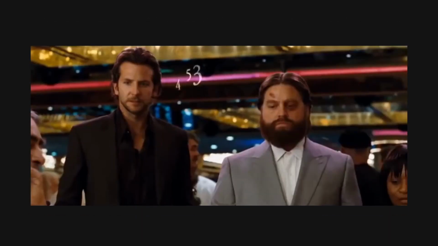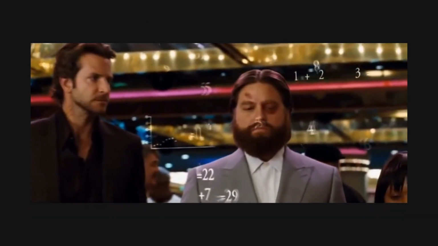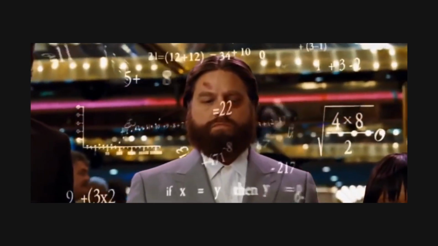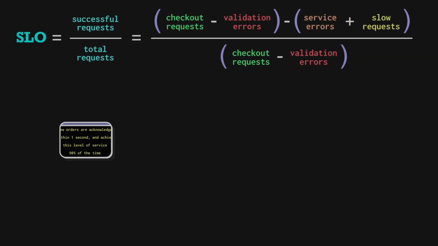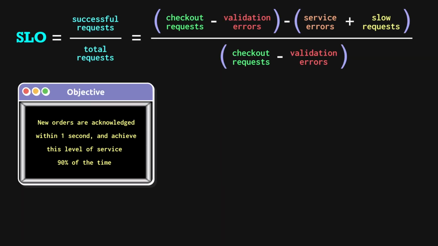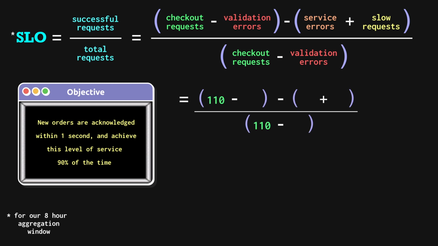We'll now cover basic SLO math in case you have an interest or a use case to implement a more custom aggregation and dashboarding solution and need to build something bespoke to compute SLO results. Let's imagine the following scenario. In an 8-hour window, or aggregation window, we have 110 total checkout requests. 10 of those requests fail because of a user input validation error, leaving us with 100 requests to consider. Remember that we expect the user to provide us with valid data, so we don't consider validation errors.